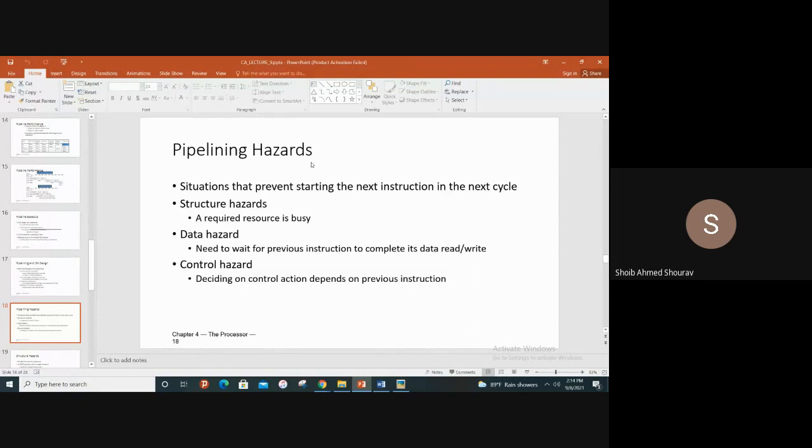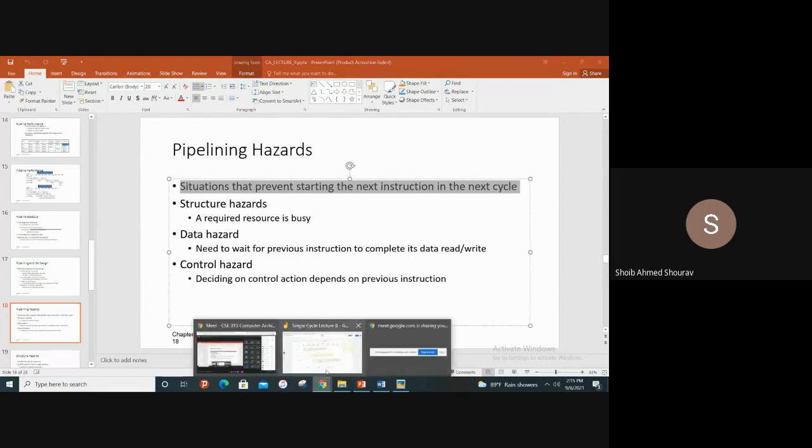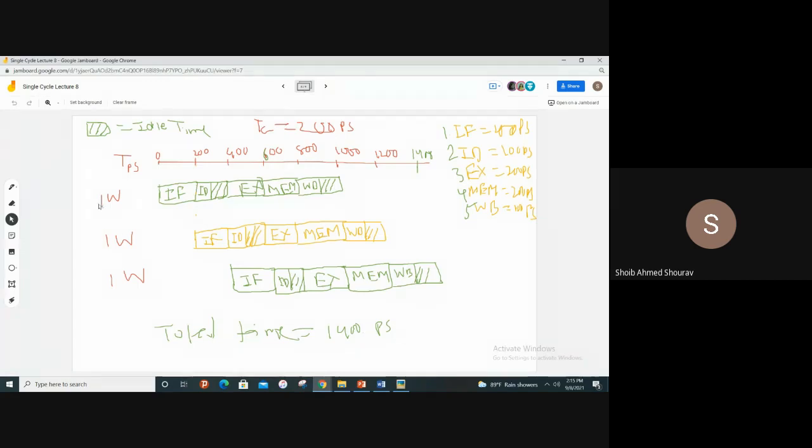Okay, so hazards means problems in pipelining, or by definition, situations that prevent starting the next instruction in the next cycle. What we do in pipelining is we start the next instruction in the next cycle. If this is the first cycle, the first instruction will start in the first cycle, and the second instruction will start its execution in the second cycle. So the time cycle is 200 picoseconds. So this is the first cycle, second cycle, third cycle, fourth, fifth, sixth, seventh, in this way.